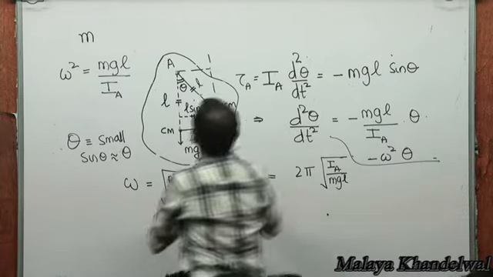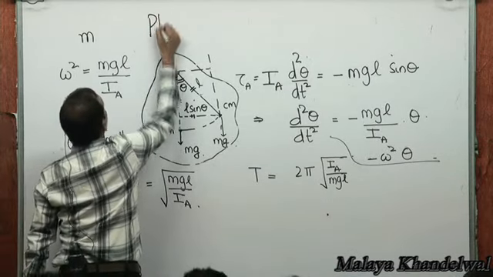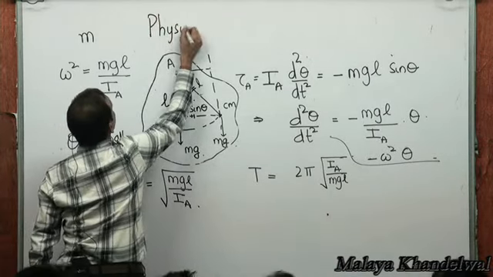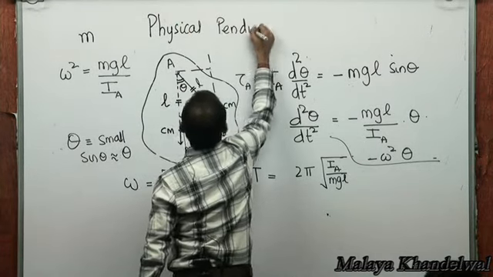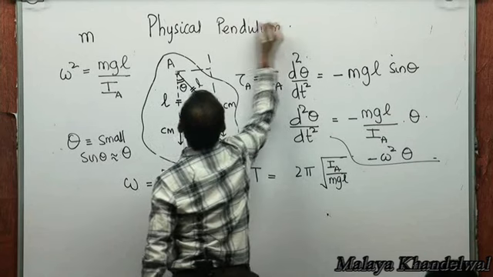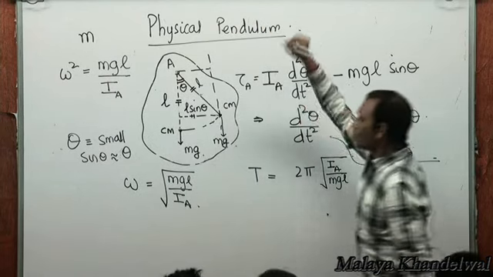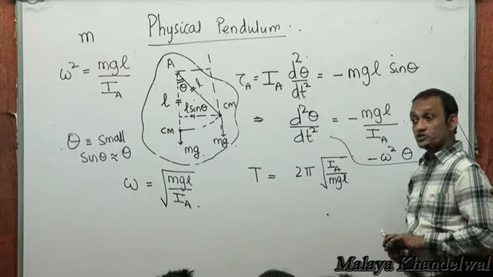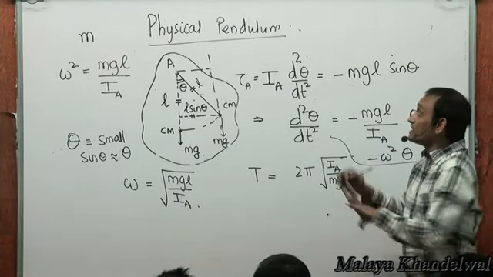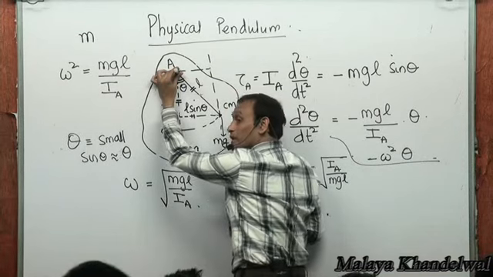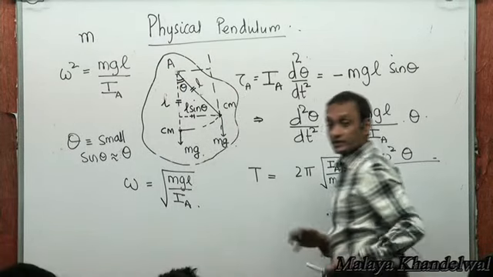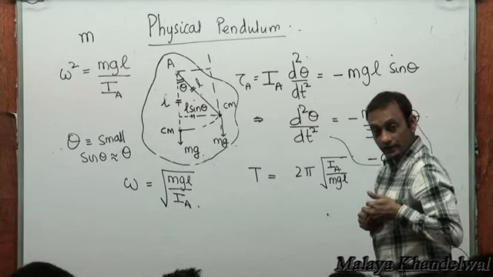And this arrangement is called a physical pendulum. This is a physical pendulum. I_A is the moment of inertia of this lamina about the point of suspension, perpendicular to the plane of the lamina. Right?